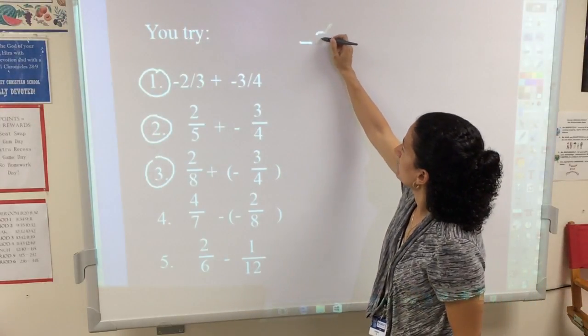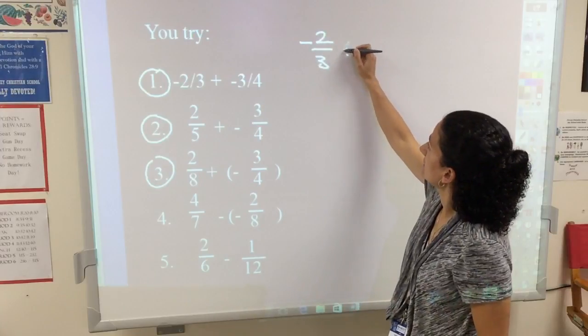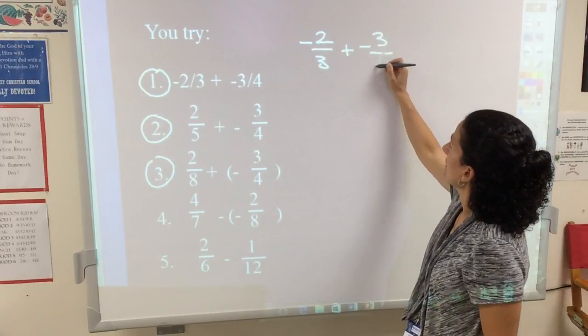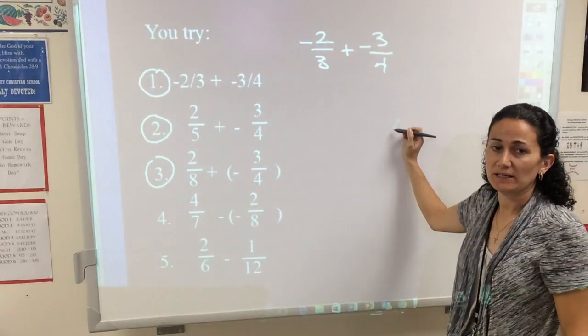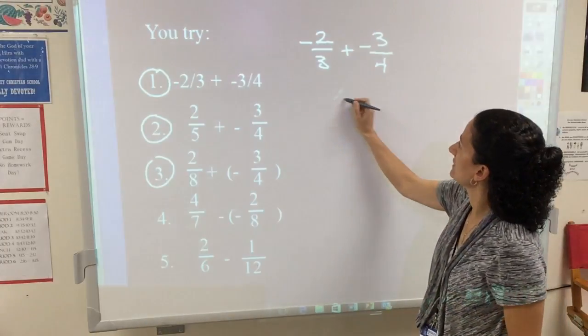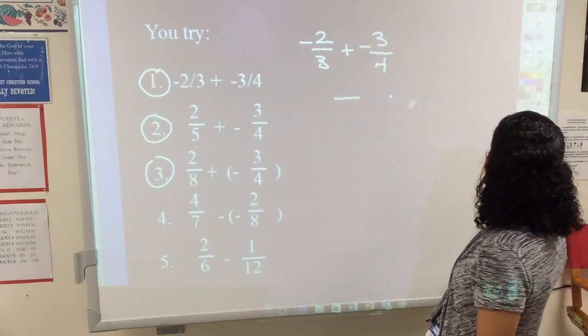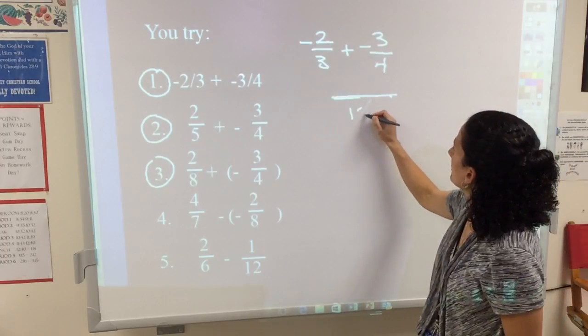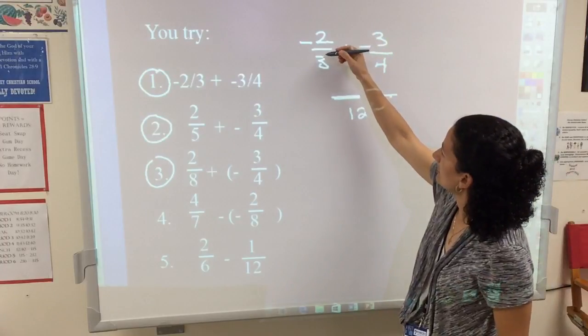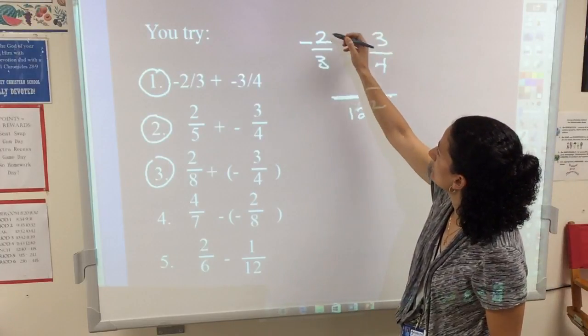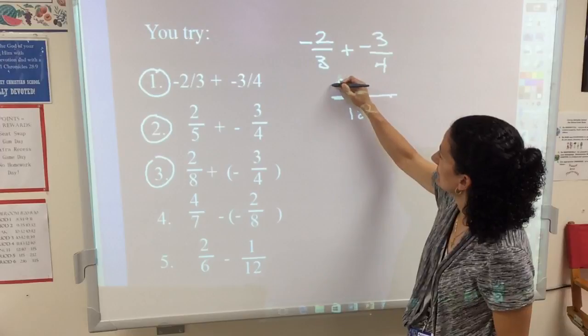Let's take a look. Negative 2/3 plus negative 3/4. So the least common denominator, or the least common multiple for 3 and 4 is 12. Okay, so I'm going to write an equivalent fraction. 3 times 4 is 12. So 2 times 4 is 8. So this is negative 8.